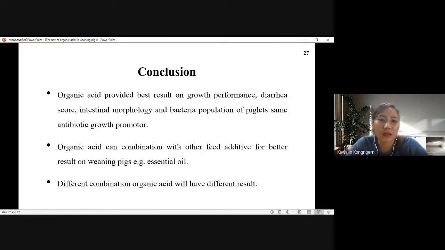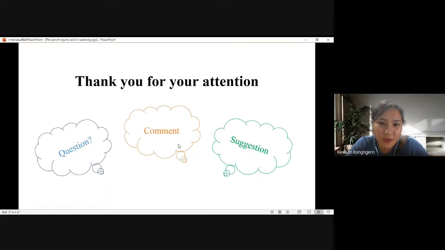Okay, the conclusion of this presentation is organic acid provides the best result on growth performance, diarrhea score, intestinal morphology, and bacterial population of piglets, the same as the antibiotic growth promoter. The organic acid can be combined with other feed additives, like essential oil, for better results in weaning pigs. Different organic acid combinations will have different results. Thank you for your attention.